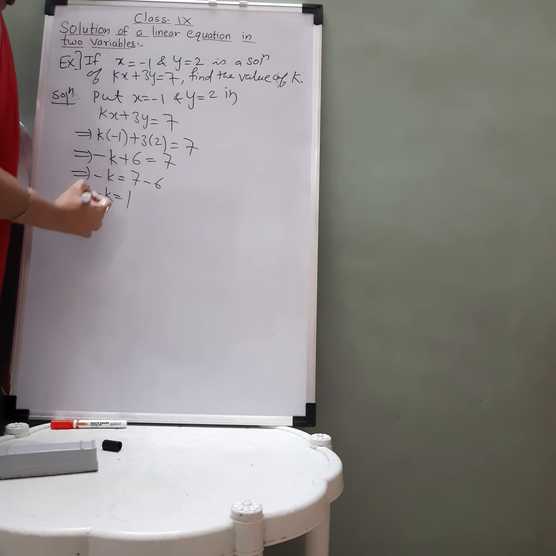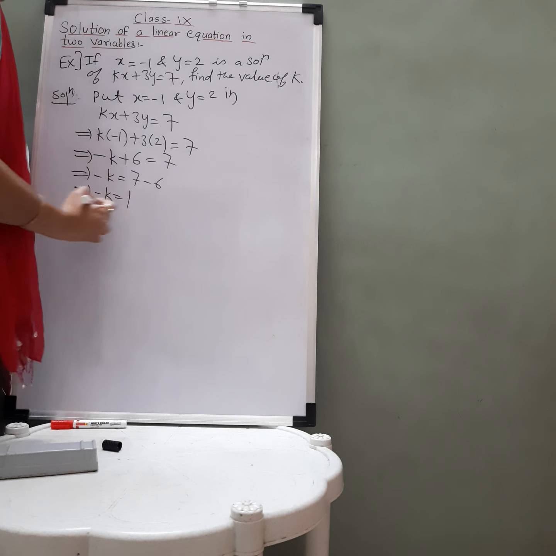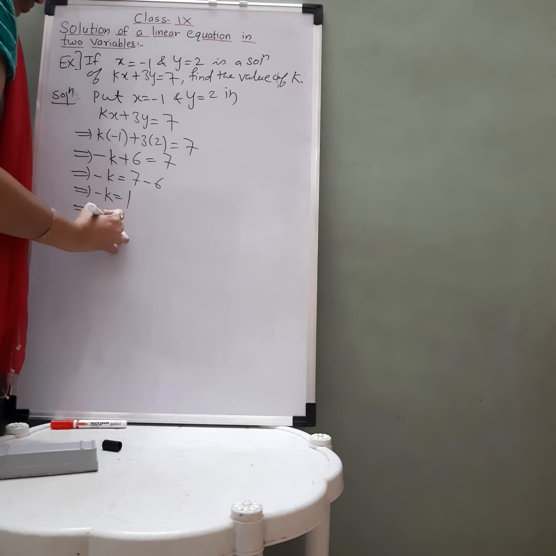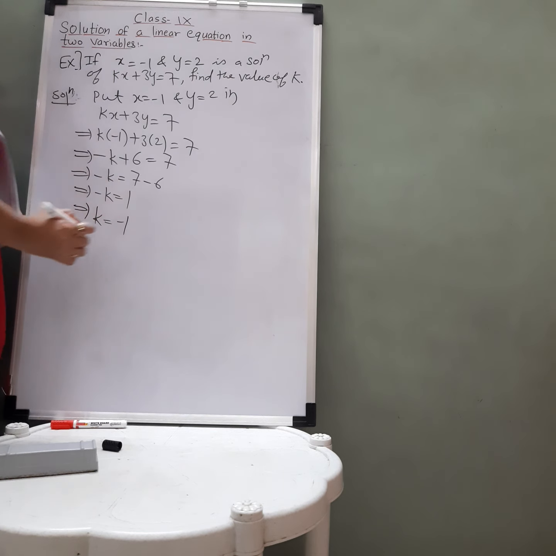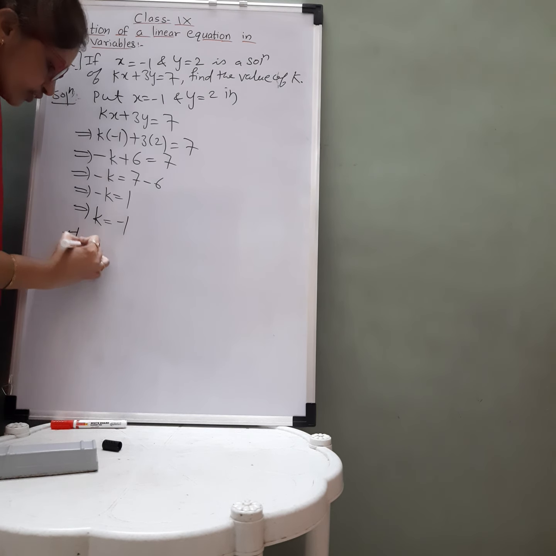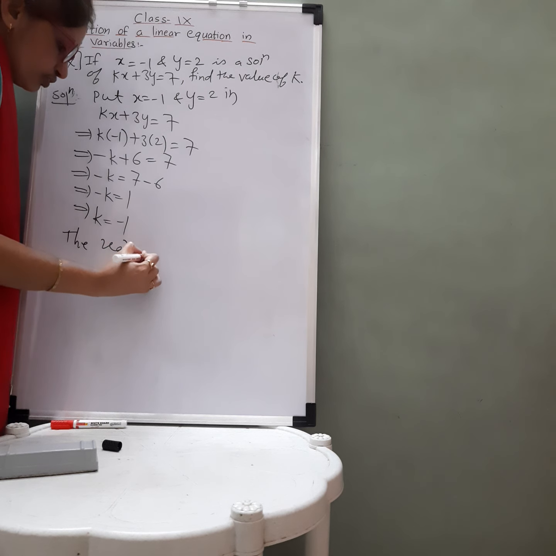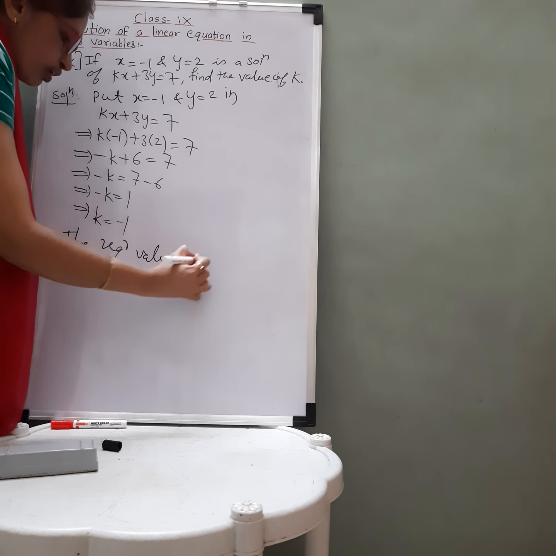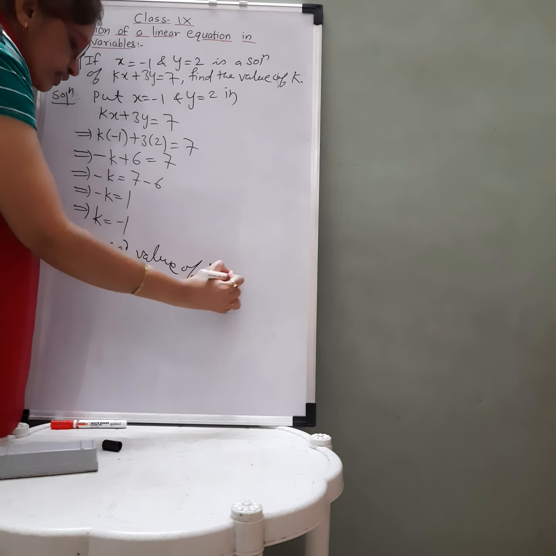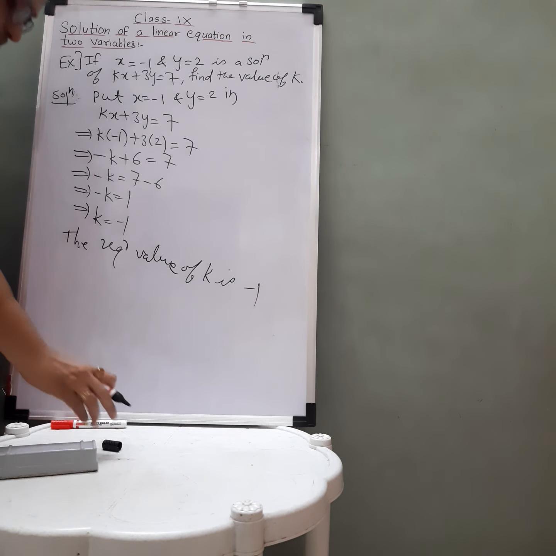Now since we want to find out value of k, we multiply both the sides of this by -1, then you will get k is equal to -1. Thus the required value of k is -1.